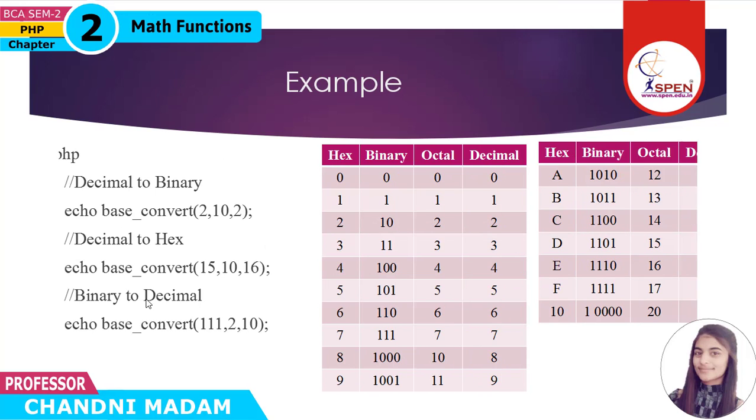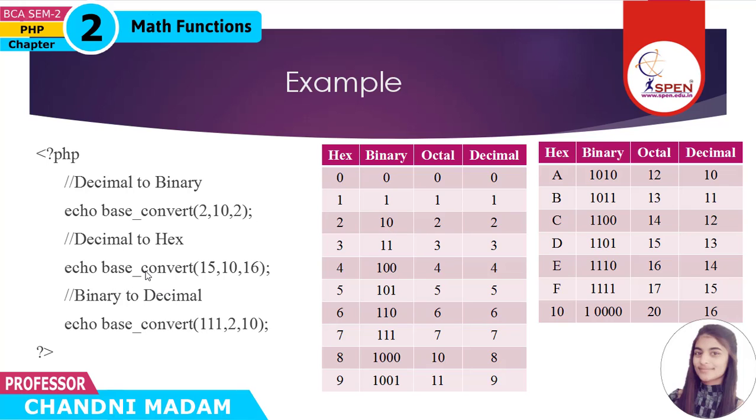So here is the example. Here we will pass 3 parameters, 2, 10 and 2. So 2 is your number, 10 is your decimal number base, and 2 is your binary number base. That means our 2 is converted from decimal to binary. So here 2 is your decimal number and that is converted to a binary number. So the binary number value is 10, or we can say 1 and 0. So your output is 1 and 0.